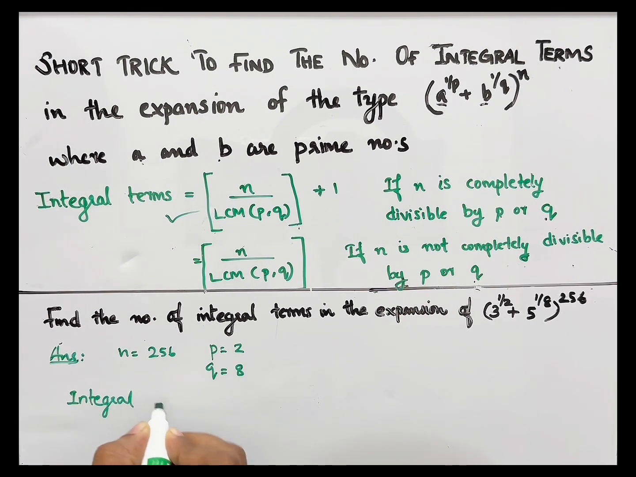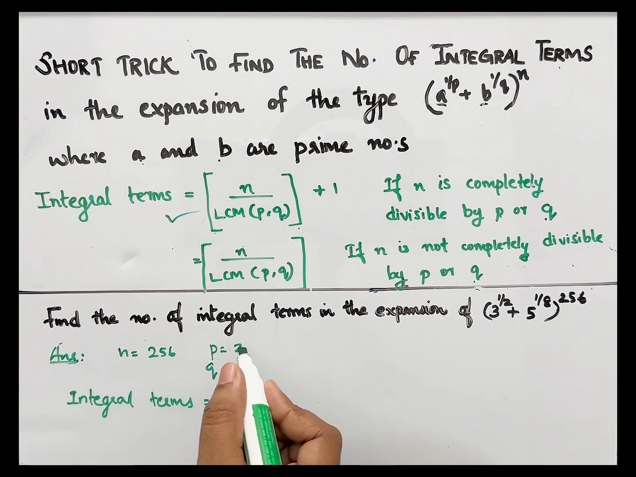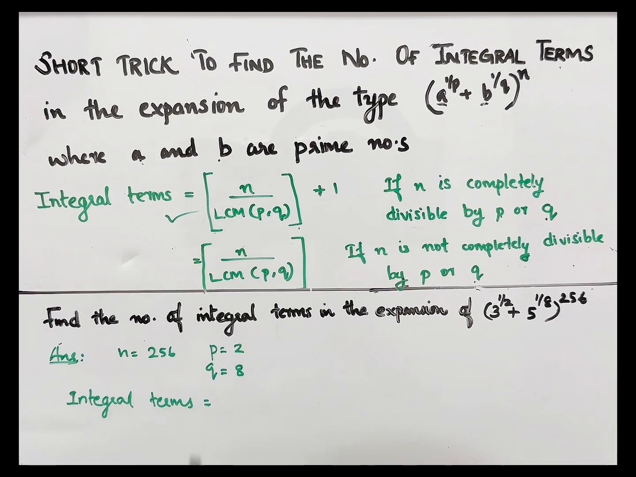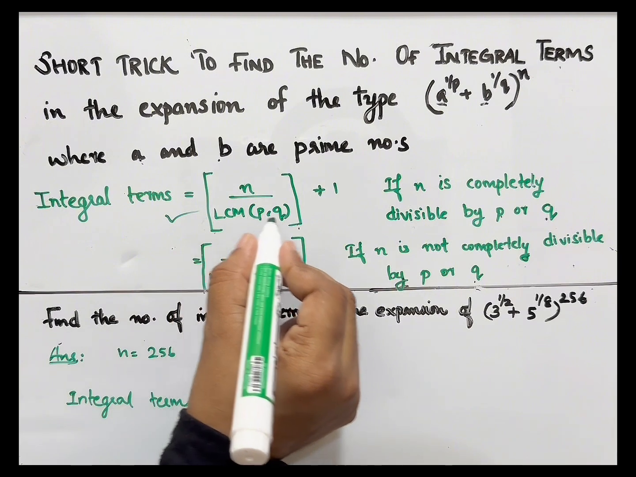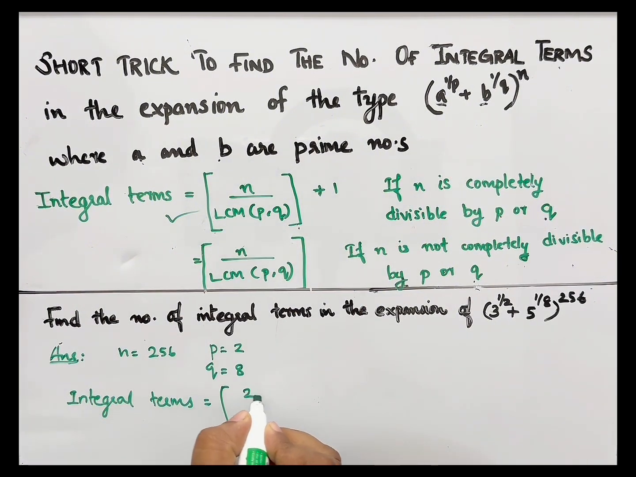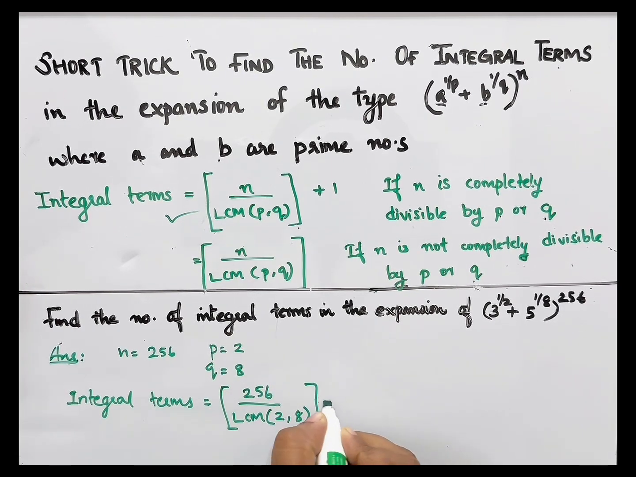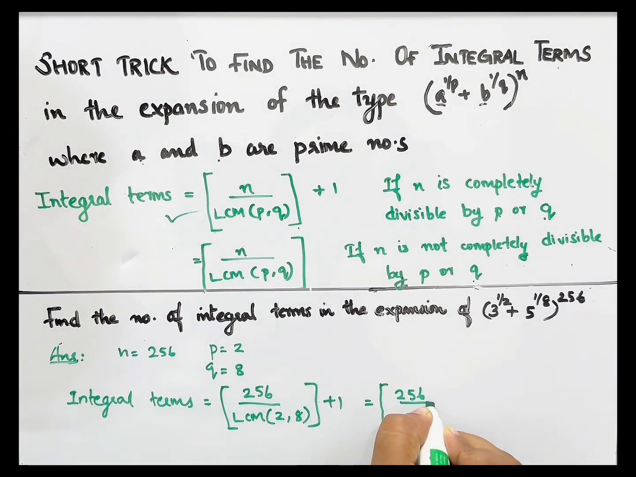Number of integral terms is equal to... This 256 is completely divisible by 2 and 8, so we can use the first formula itself, n by LCM of p and q, plus 1. That's equal to the greatest integer function of n, here n is 256, so 256 divided by LCM of p and q, which are 2 and 8, plus 1. The LCM of 2 and 8 is 8 itself, so we can write the greatest integer function of 256 by 8, plus 1.